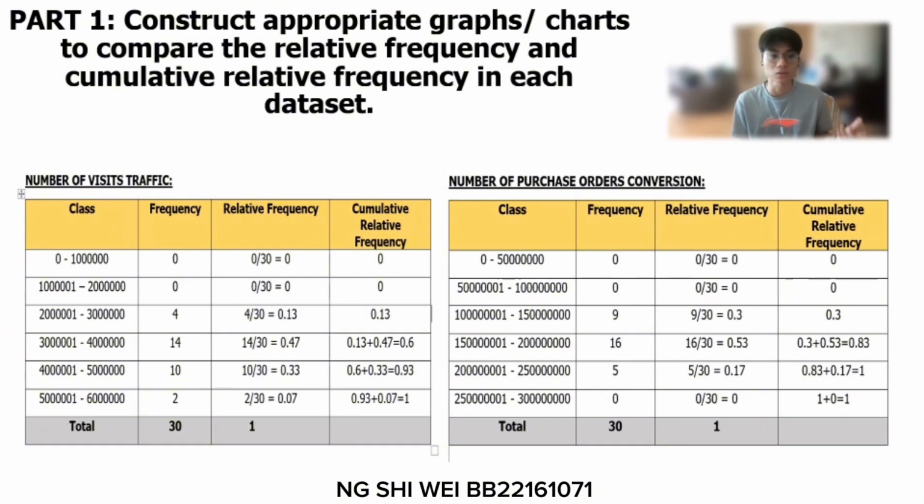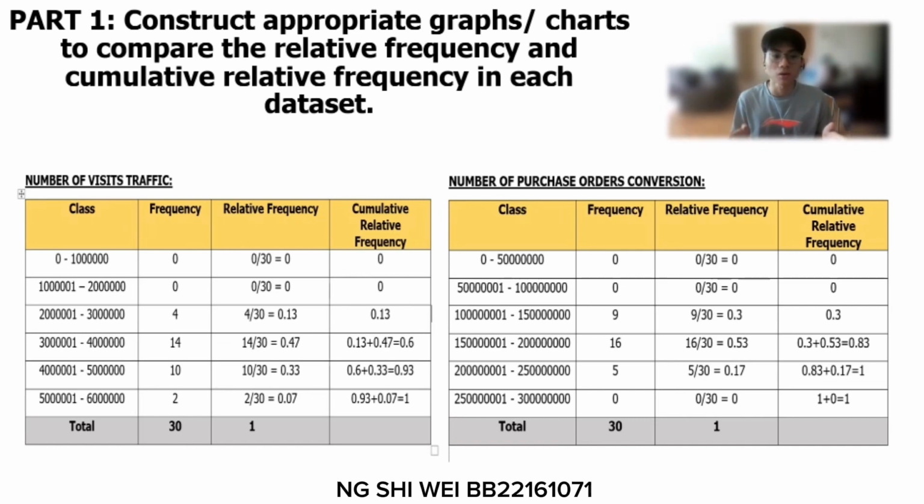For the relative frequencies, we will divide the frequencies for each class by the total number of e-commerce websites in Malaysia, which is 30. Next, we will continue to find the cumulative relative frequencies by adding the current relative frequency and the previous relative frequencies. This process will be continued until the final class range.